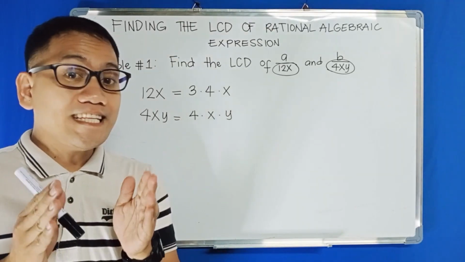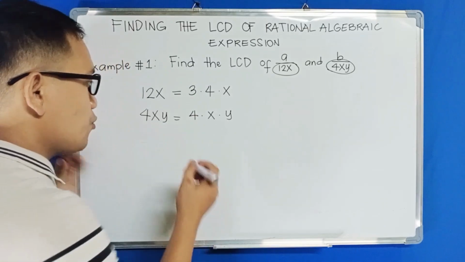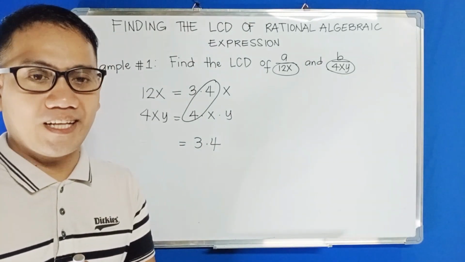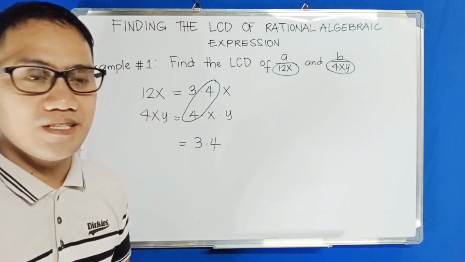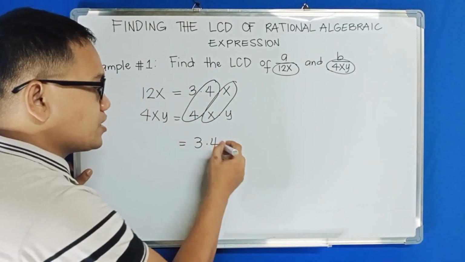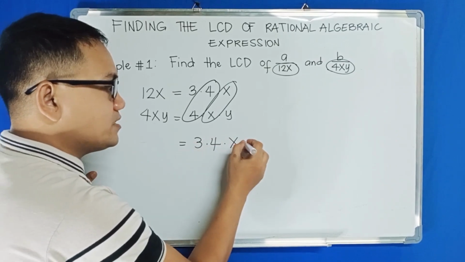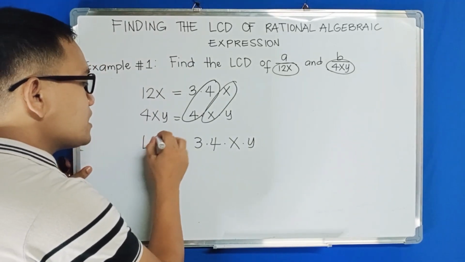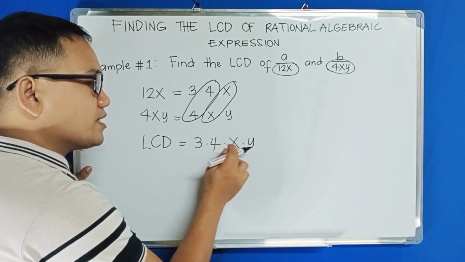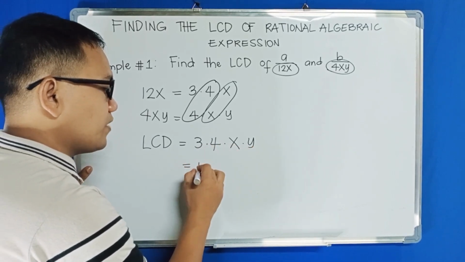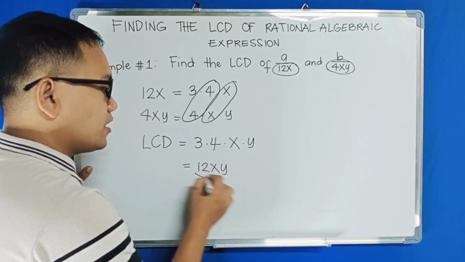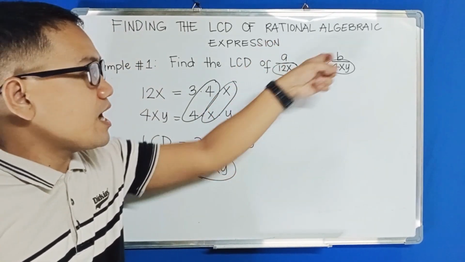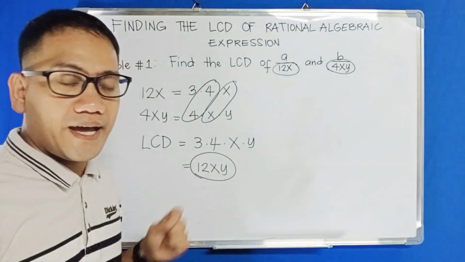Next, we will list down all distinct factors of our denominators. This means we have 3 times 4, since 4 appears as a factor of our denominators, so we will write 4 only once. The same is true with x, so we will write x once. And we will copy y. This means our LCD is the product of 3 times 4 times x times y, which is equivalent to 12xy. Therefore, the LCD of our rational algebraic expressions A over 12x and B over 4xy is 12xy.